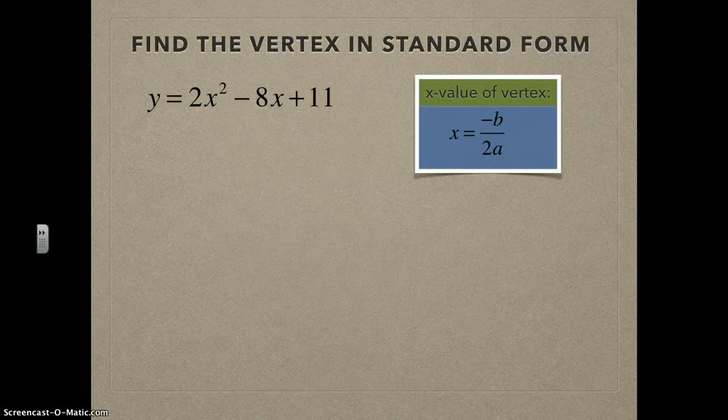What we also talked about is finding the vertex in standard form of a quadratic. Remember, quadratic in standard form is of the form ax squared plus bx plus c. So if you look at this quadratic here, I've got an a value of 2. That's the number that hangs out with the x squared. A b value of negative 8.